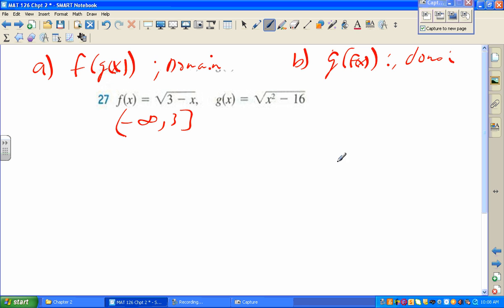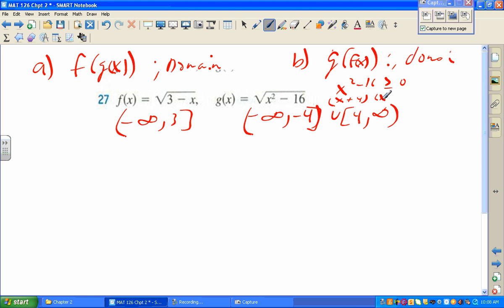Right? And then the domain on this one is going to be from negative infinity to negative 4 with a bracket, union 4 to infinity, correct? I mean, you have x squared minus 16 is greater than or equal to 0. So you have x plus 4 and x minus 4 greater than or equal to 0. And then you have the regions, negative 4 and 4. If I put a 0 in there, it's obviously a negative region. Those are positive regions, so closed dot with an arrow.